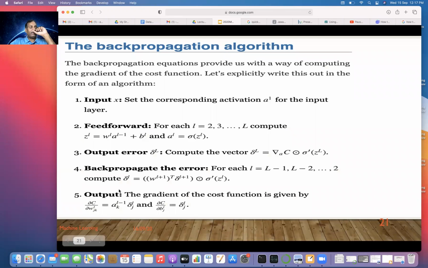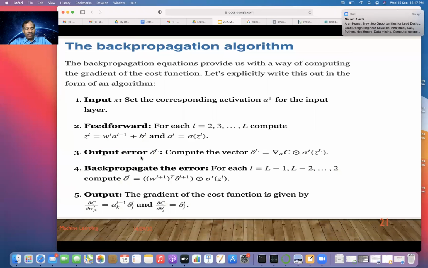So here, the gradient of the cost function is given by delta C by delta W_JK^L equals A_K^(L-1) delta_J^L, and delta C by delta B_J^L equals delta_J^L. This is your bias term gradient, and the remaining things are coming from the matrix. So this is your neural network, which we use here.